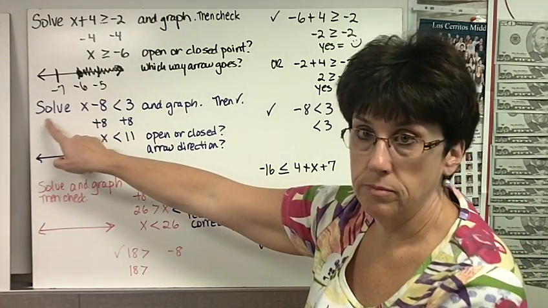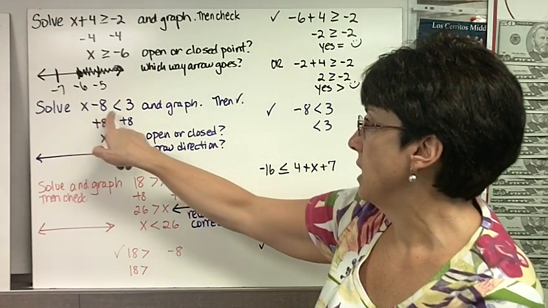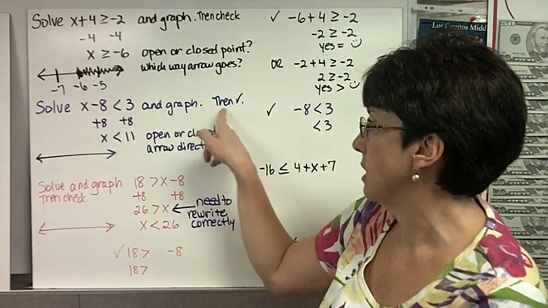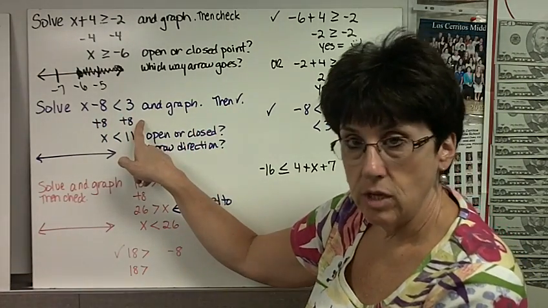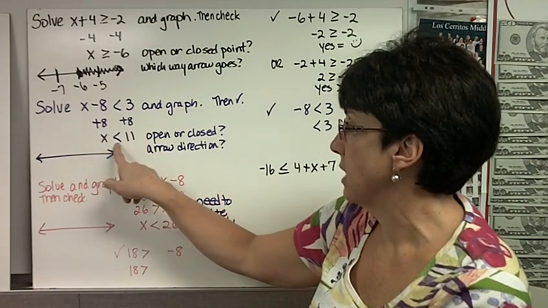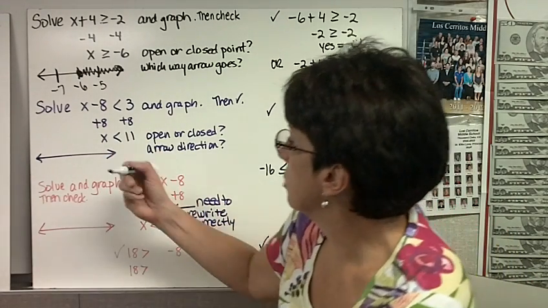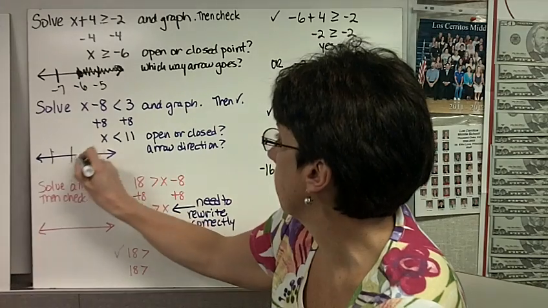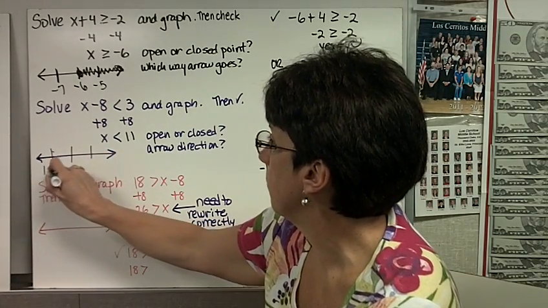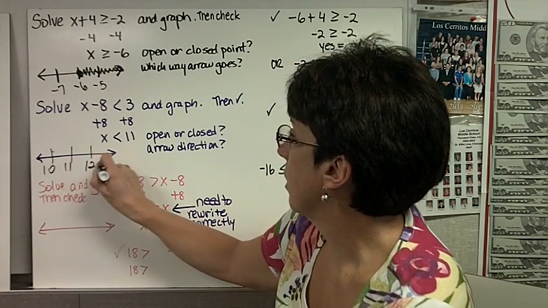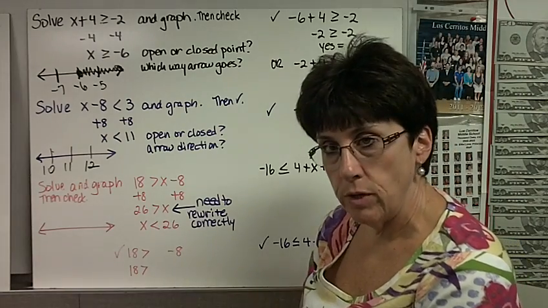Let's solve another problem. X minus 8 is less than 3. We'll graph it, then check it. So we add 8, do the inverse operations on both sides. We get x is less than 11. So let's draw our 3 points, put our numbers on, and now we're ready to think. Is this going to be open or closed?